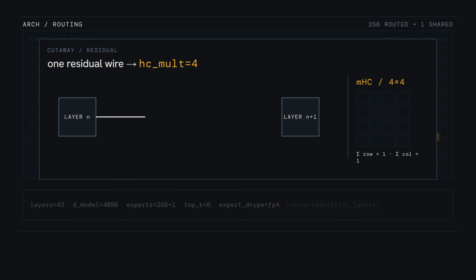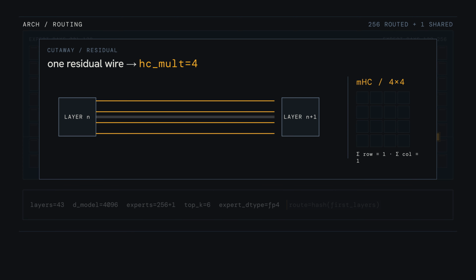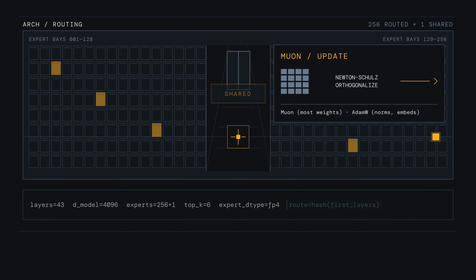They swapped the residual highway for something called manifold-constrained hyperconnections, basically wider residual streams that can't explode because the mix matrix is forced onto doubly stochastic matrices. Math nerd move. Training stays stable, signal still moves. Optimizer: Muon on most weights, AdamW on the fussy bits. Faster convergence, fewer loss fireworks.